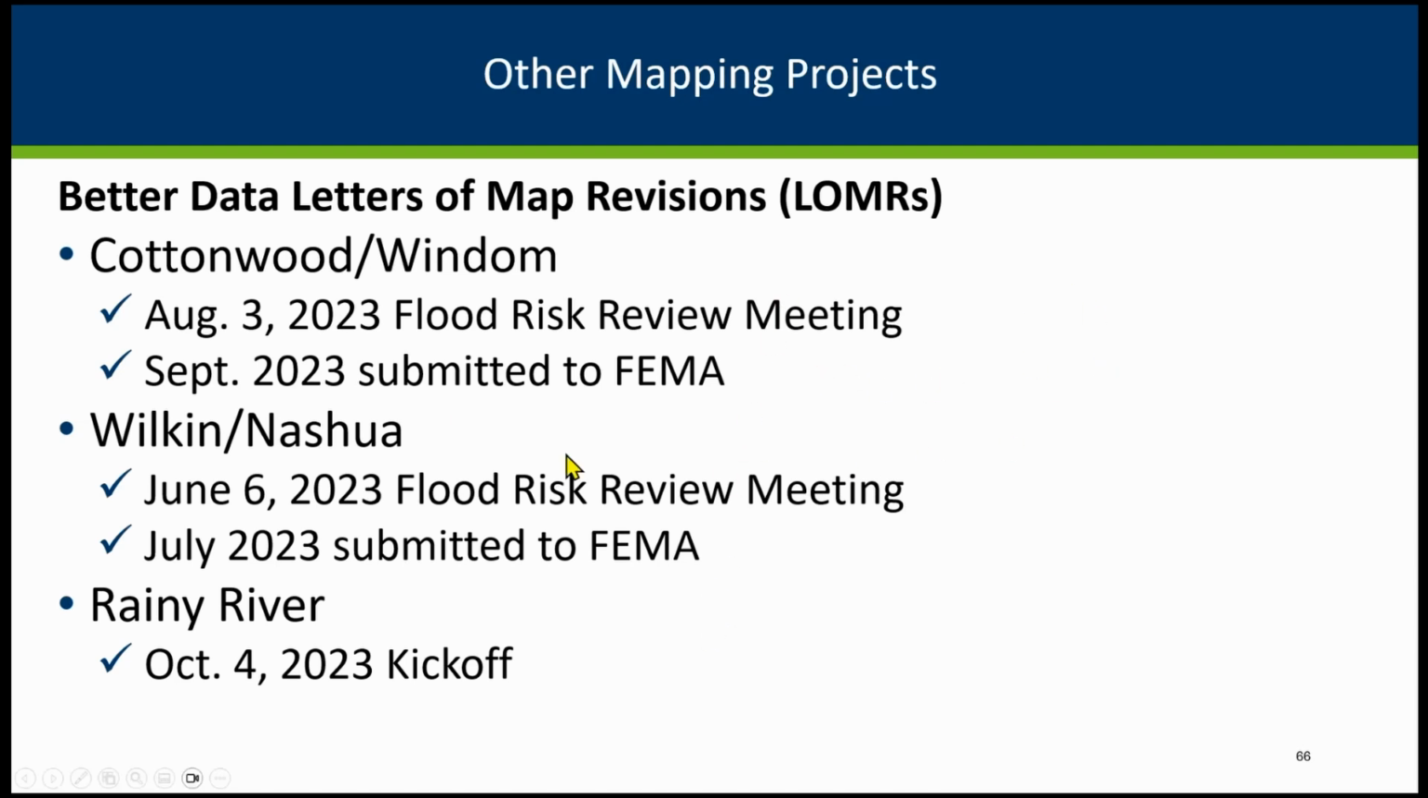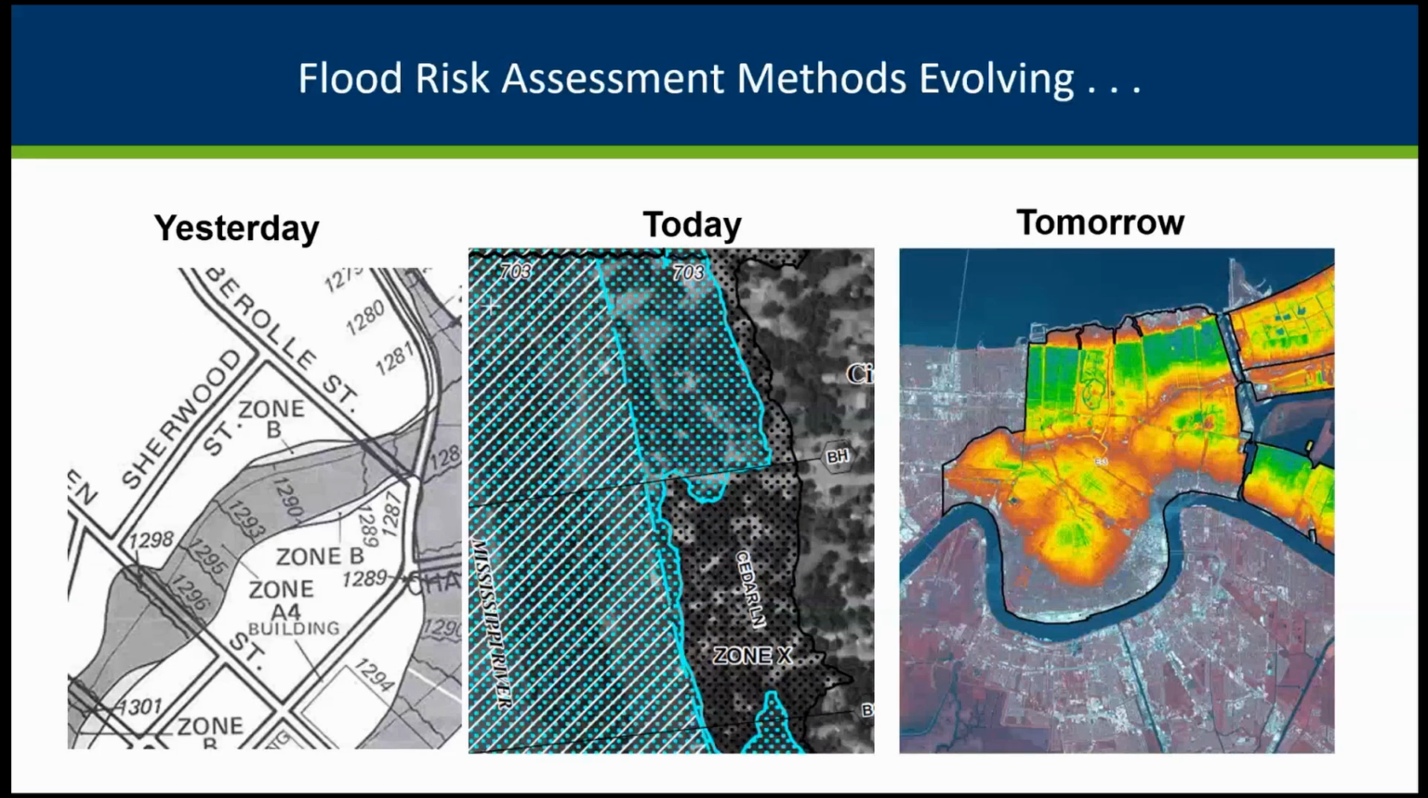First 2 places we were doing that were in the Windham area and Cottonwood, and in Wilkin and Nashua area. And we've been through the main part of that process and are working on the process with FEMA, getting those LOMRs finalized. And then Rainy River up in Koochiching area has started the process. It's been evolving, certainly in the 20 years I've been with the floodplain program. It's amazing how much better our maps are today and the better data that we have.